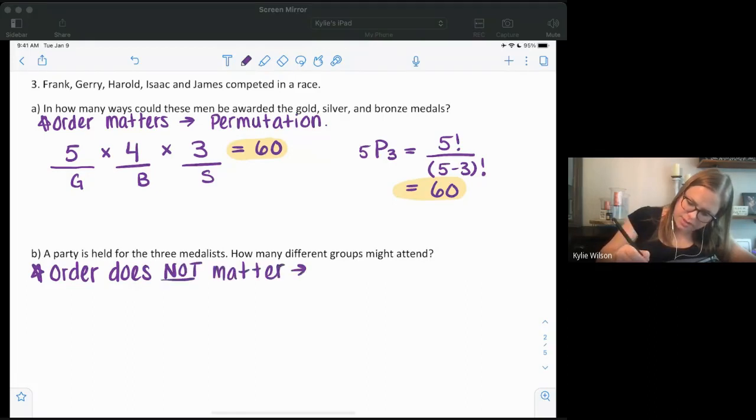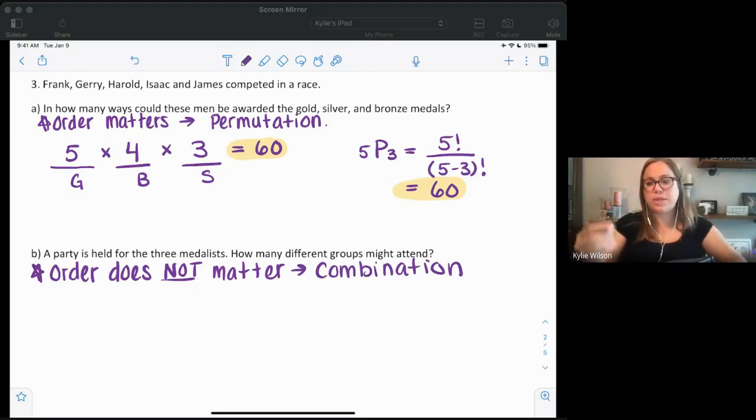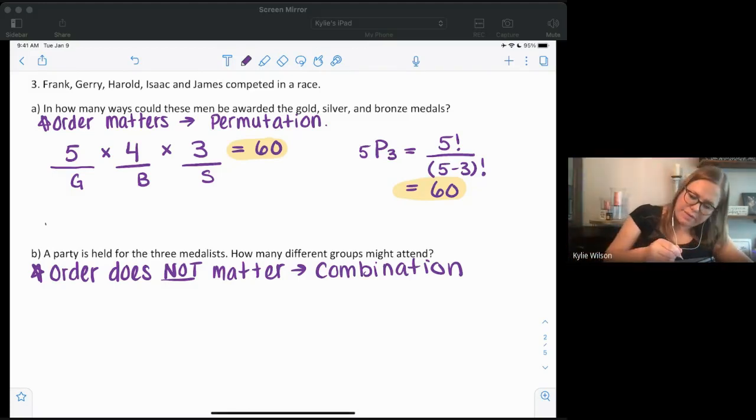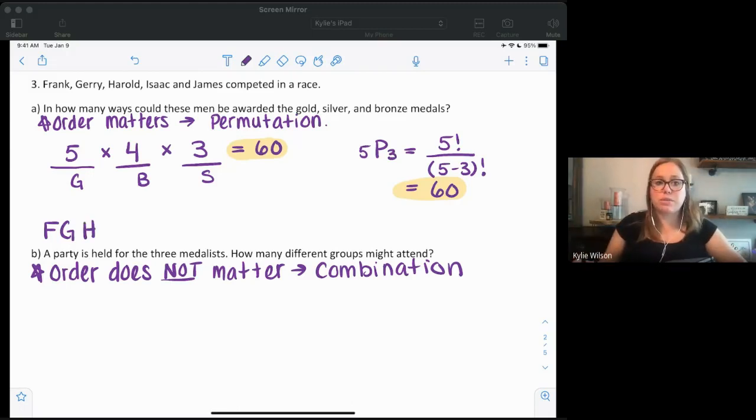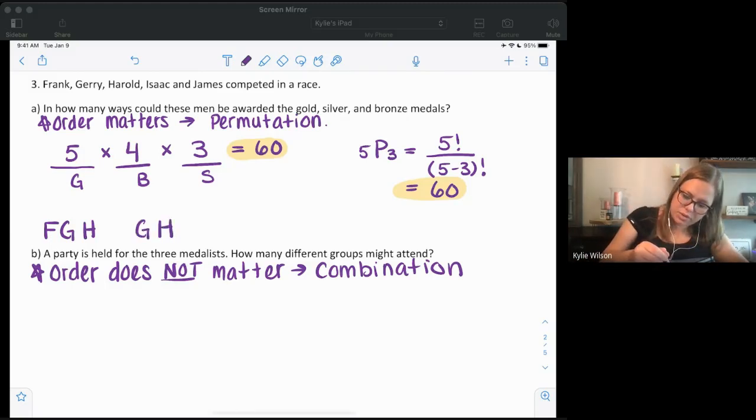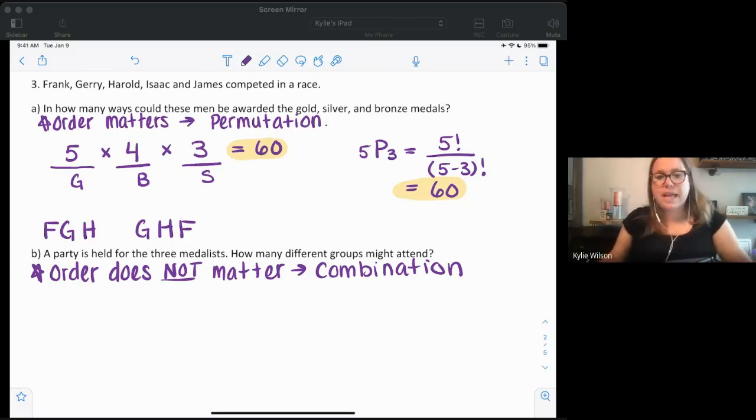And therefore, this is a combination. Again, how do we know that? If we have Frank first, Jerry got bronze, Harold got silver, all 3 of them get to go to the party. That's the same thing if Jerry got gold, Harold got silver, and Frank got bronze. That group of 3 still goes to the party. It doesn't matter what order they were selected in, they all still get to go to the party.